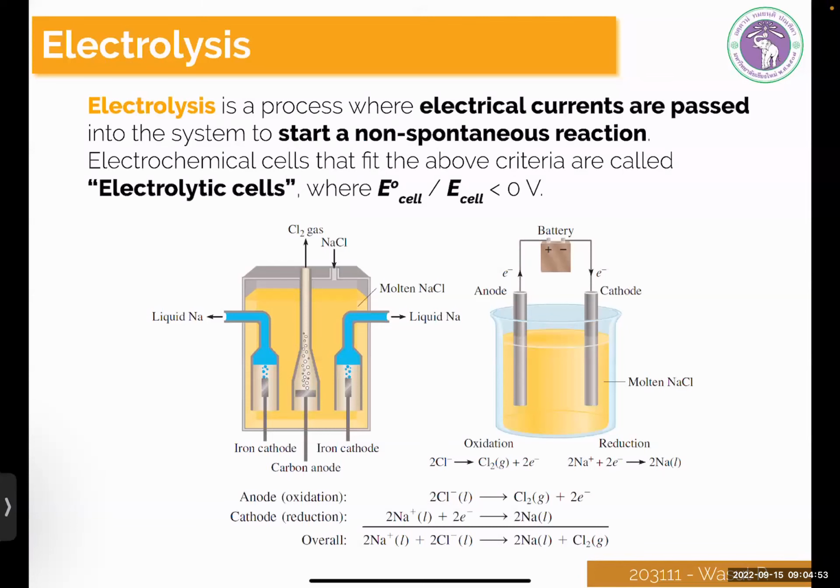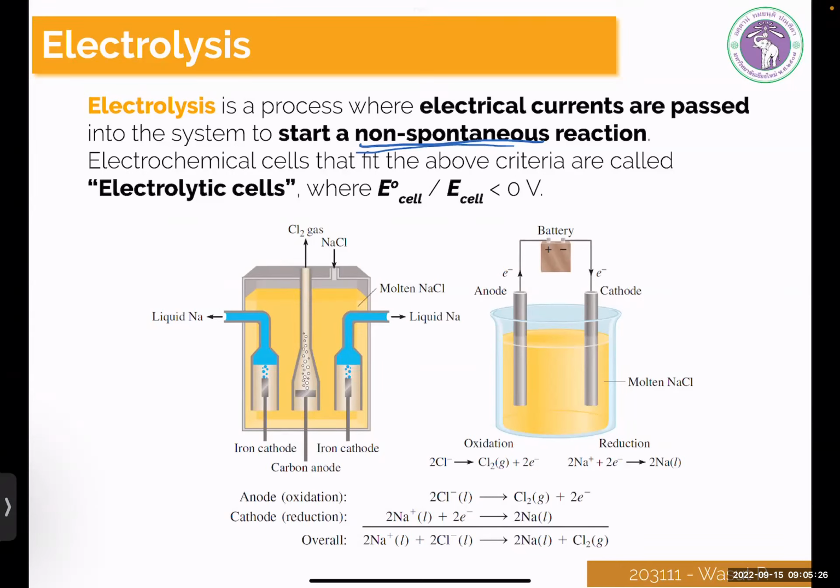The last topic I want to cover for today is electrolysis. We spent time talking about galvanic cells, which are spontaneous electrochemical cells. But now it's something completely different. Electrolysis is a process where you pass electrical current into the system to drive a non-spontaneous reaction. The keyword here is non-spontaneous.